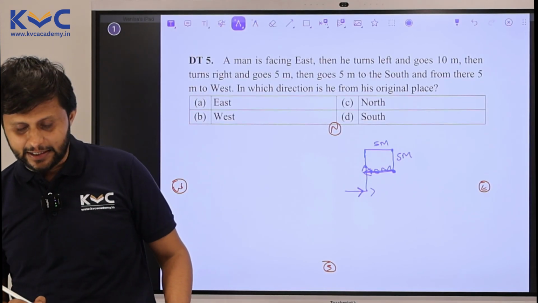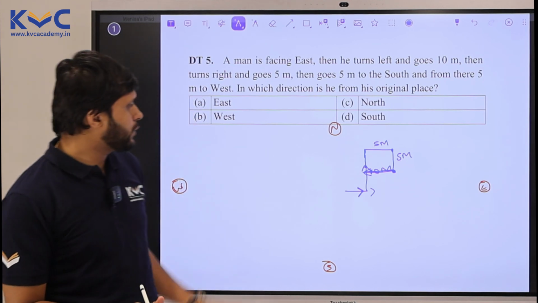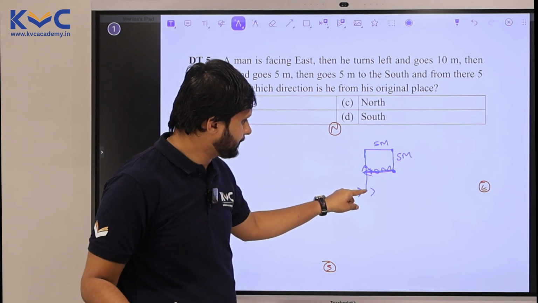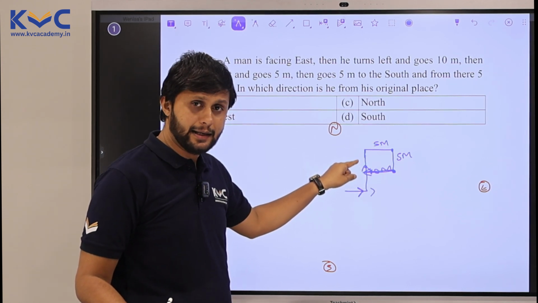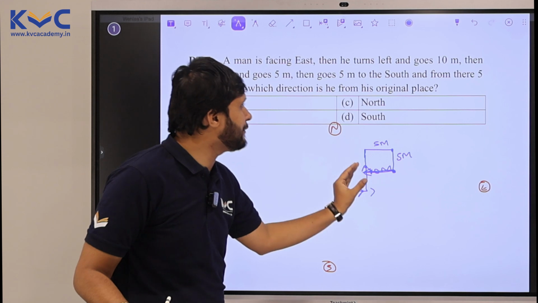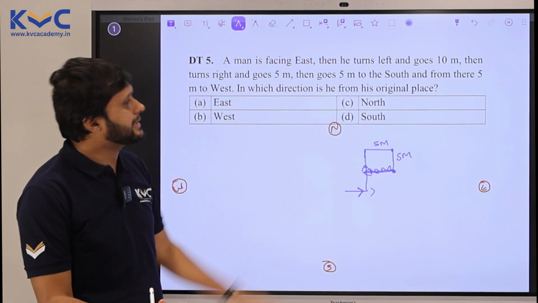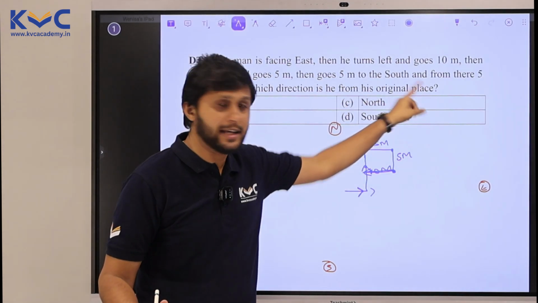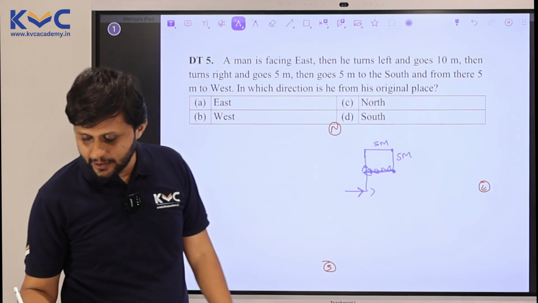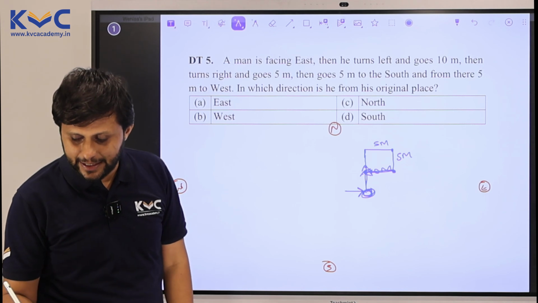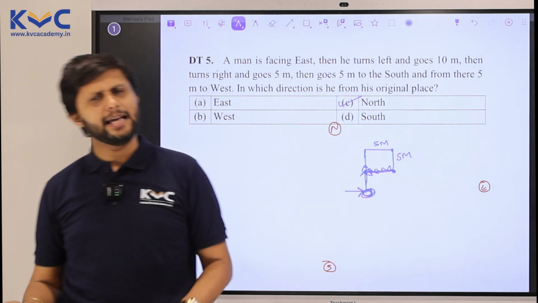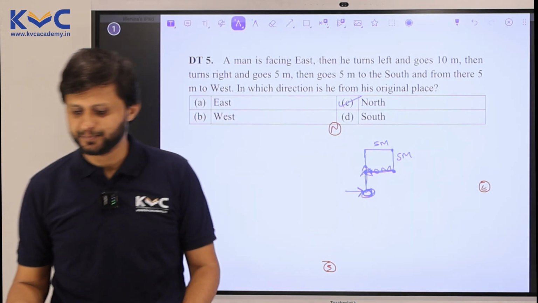In which direction is he from the original place? So from where did he start? He started from here. He went 10, 5, 5, 5. It came back to this line. But if you see from the original place, they're saying from his original place. Where is he? Original place was over here, correct? From here, if you see which direction, is in the north direction. Option C is the right answer.